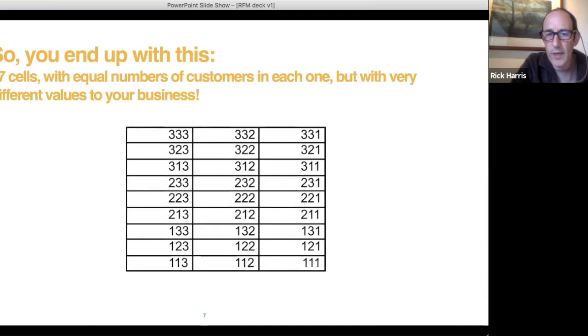And all of your customers will be in one of those cells. They'll all be the same size. They'll all have the same number of customers in them. But the value to you of the customers or prospects in each of those cells will be very different. Okay? So who are going to be your best customers in that list of 27 cells? Anyone want to have a guess?